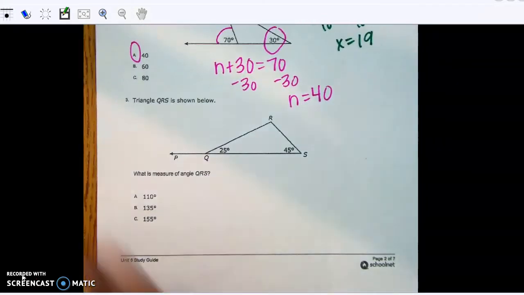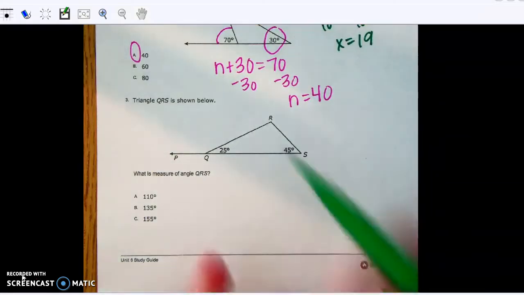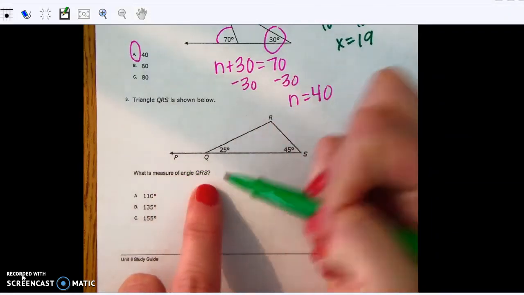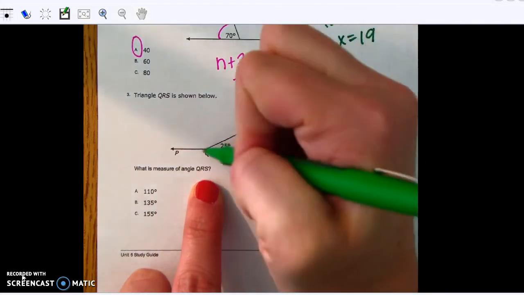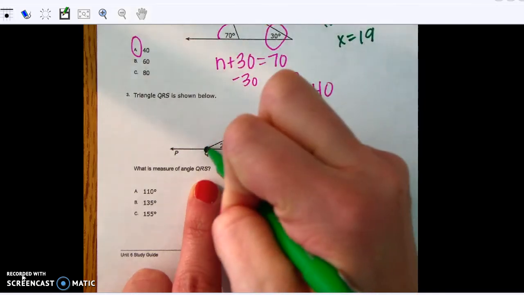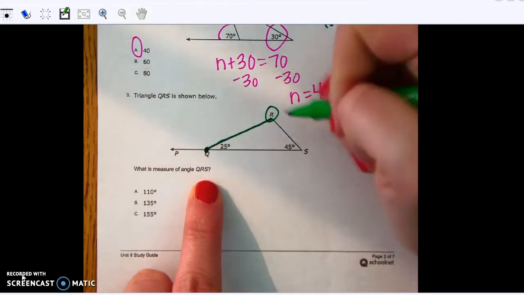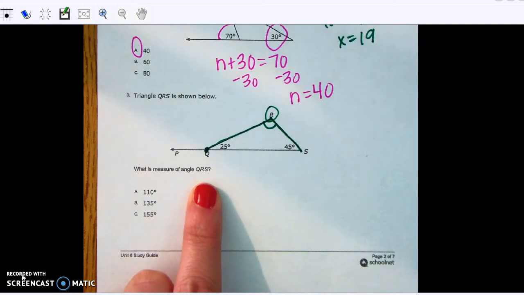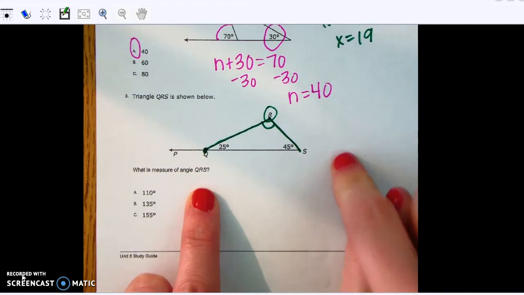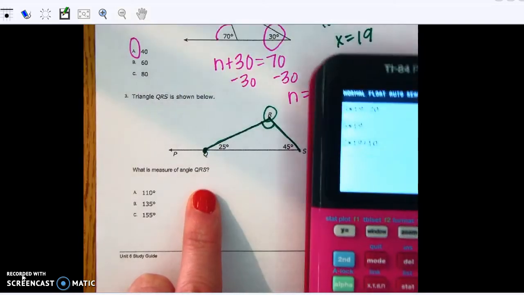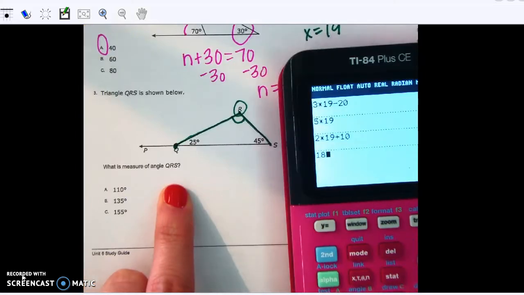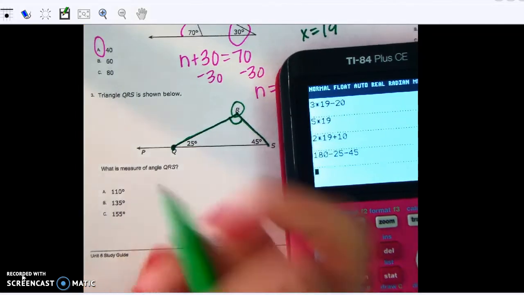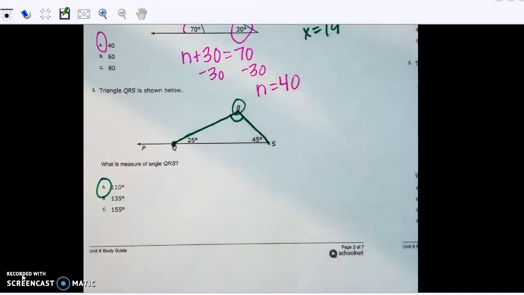If I look at this next one, triangle QRS, it says, what is the angle measure of QRS? So Q is my first point, then I go to R, which is going to be the vertex, and then S. So I'm trying to find the measure of this angle here. Well, I know all the angles in a triangle add up to 180, so I can do 180 minus 25 minus 45, which means that this angle has to be 110.